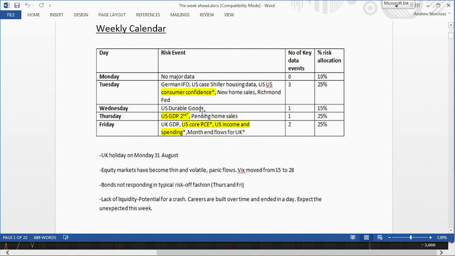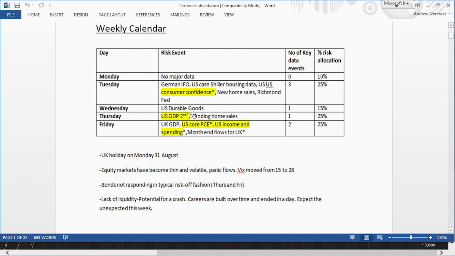Then on Wednesday we've got the US durable goods. Note, in years gone by, durable goods used to be a relatively important number, but ever since we started getting very volatile swings in the number, it is more a factor for GDP data. Whilst it does move the market, it's not really an easy tradable opportunity. So again, durable goods is important, but as you can see, not too much risk allocated around Wednesday.